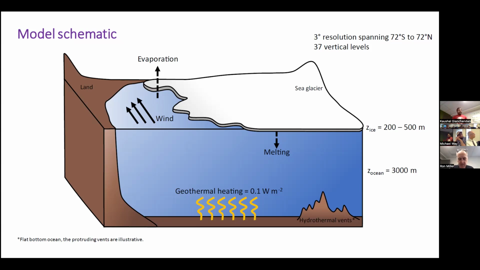By modern standards, this would be regarded as a coarse resolution model because the resolution is 3 degrees in latitude and longitude, and there are 37 vertical levels. But nevertheless, the science is solid.